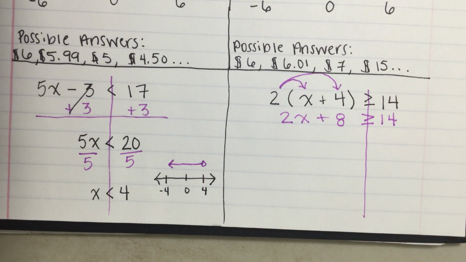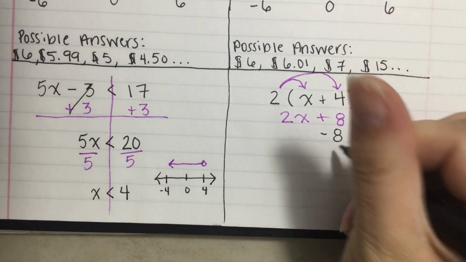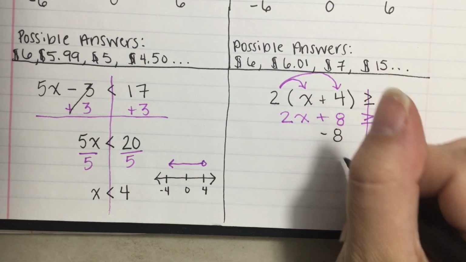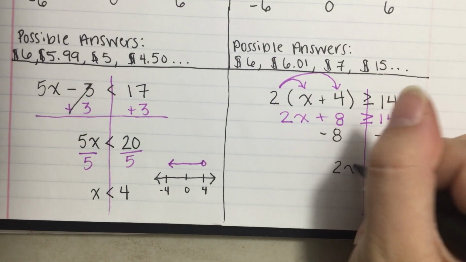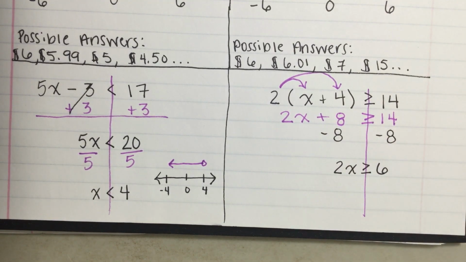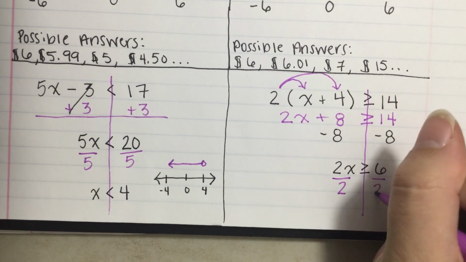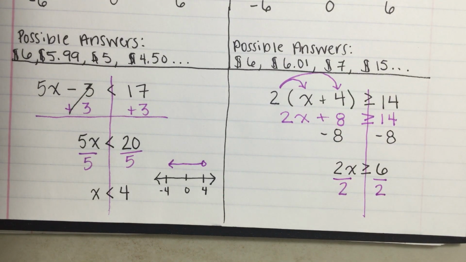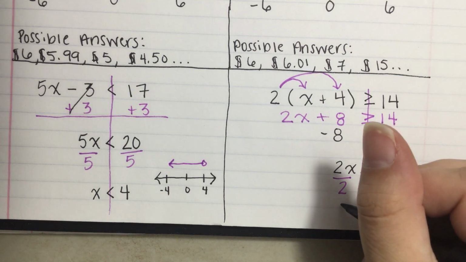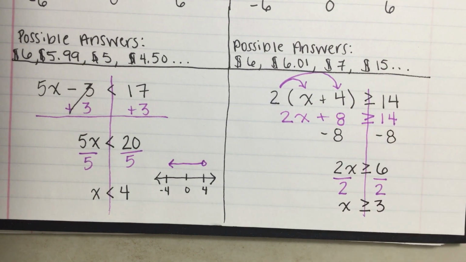So I have minus 8, and I have after that, 2x is greater than or equal to 6. Then I'm going to divide by 2. And I am left with x is greater than or equal to 3.